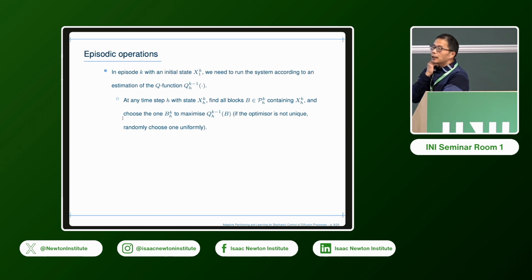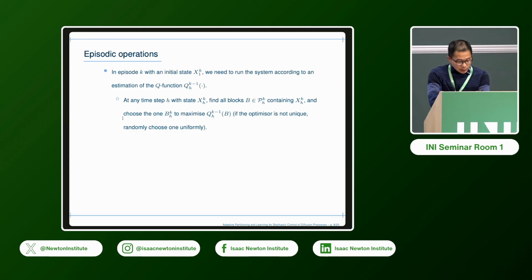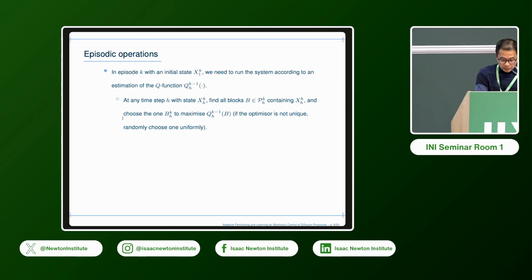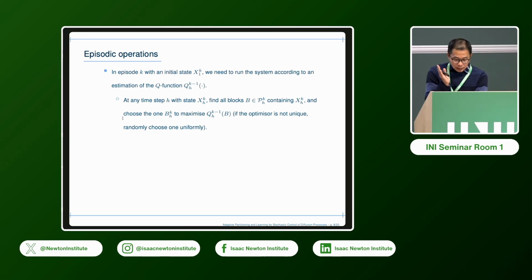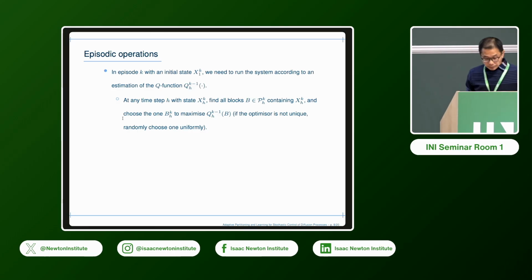Let me try to explain what we will do in each episode in the episodic calculation. In episode k, we start with some initial state x_1^k. I denote it by k because the initial state follows a distribution. We will run the control system according to some estimation of the Q function from the previous episode, which I denote by Q_{k-1}^h.